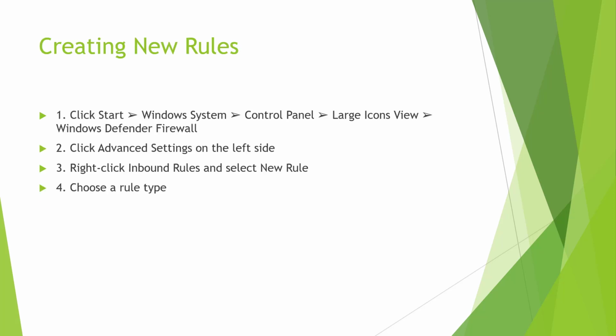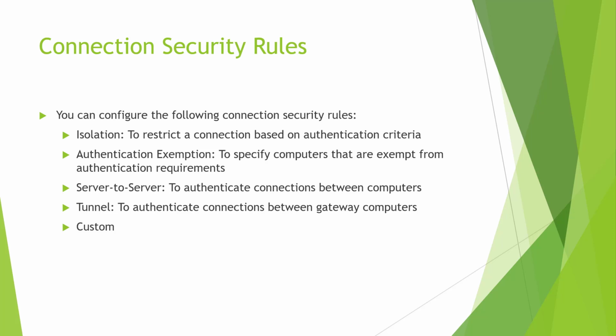You can create a new rule by going to either inbound or outbound, right-click, and new rule. We also have a connection security rule, and this is where we can configure certain types of connections: to isolate, to authenticate if we're dealing with server to server, or to tunnel. And we're going to talk a little bit more about these as we look at them.